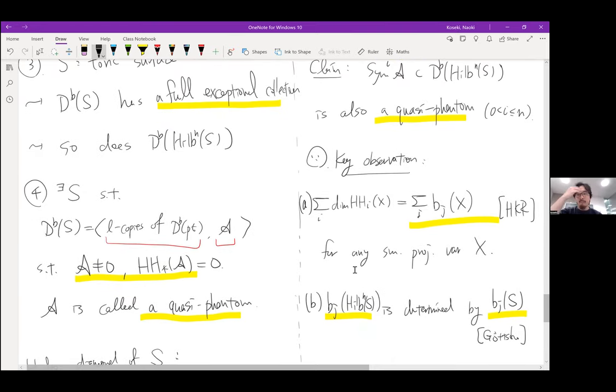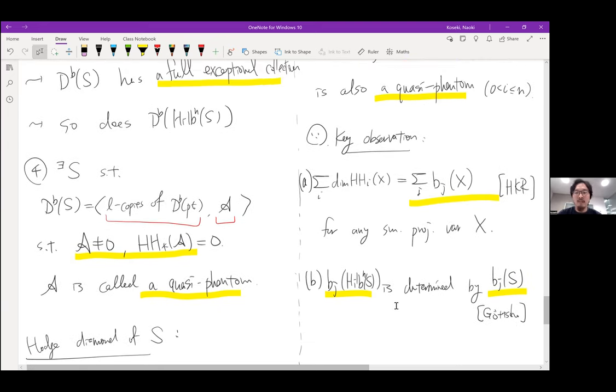Right, so basically, starting from the SOD here, if you can extract all the Betti numbers of S from this SOD, then that determines the Betti numbers of the Hilbert scheme, and hence it already determines the total Hochschild dimension, the total dimension of Hochschild homology. Right? So the key point is this observation plus how to determine the Betti numbers of S from this SOD.